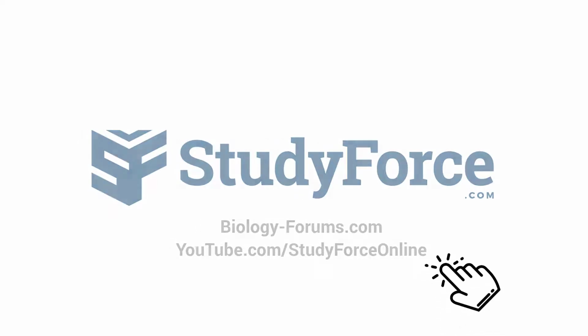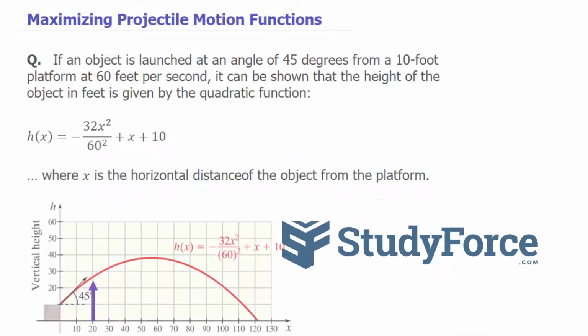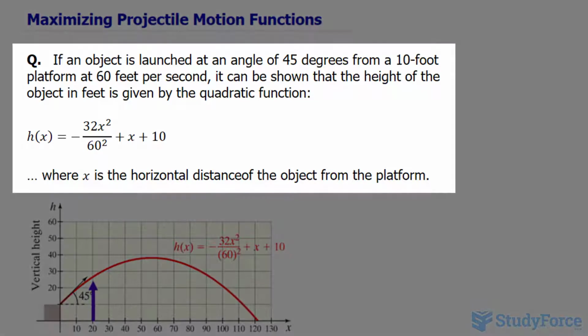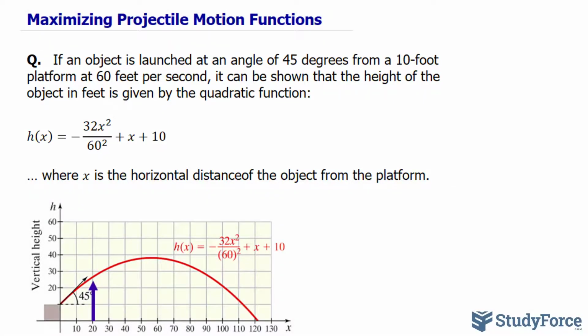In this lesson, we'll discuss how to maximize projectile motion functions. The question reads, if an object is launched at an angle of 45 degrees from a 10-foot platform at 60 feet per second, it can be shown that the height of the object in feet is given by the quadratic function found underneath, where x is the horizontal distance of the object from the platform.